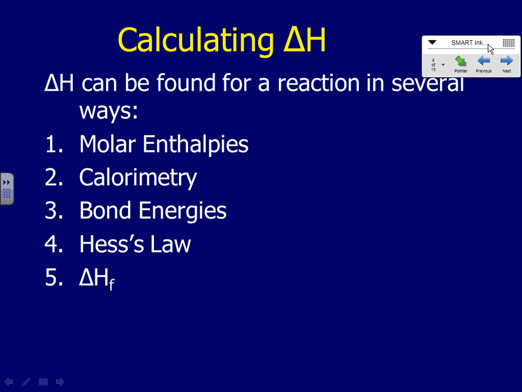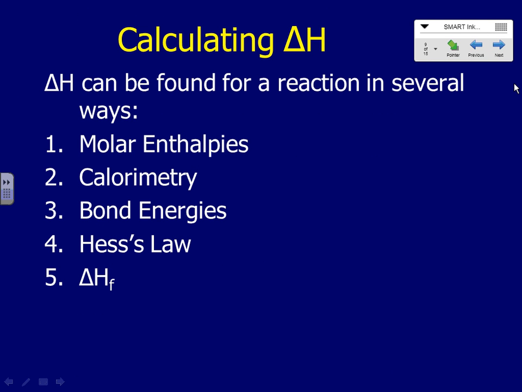Excellent. All right. So now let's get down to the business of actually doing some calculations involving delta H. Now, there are 5 methods that I'm going to teach you on how we calculate this delta H value, this energy value. One of them is called molar enthalpies. Yes, we're going to be dealing with moles, obviously. And a molar enthalpy is like a molar mass, like a conversion factor. And we're going to be doing that for the rest of this class.